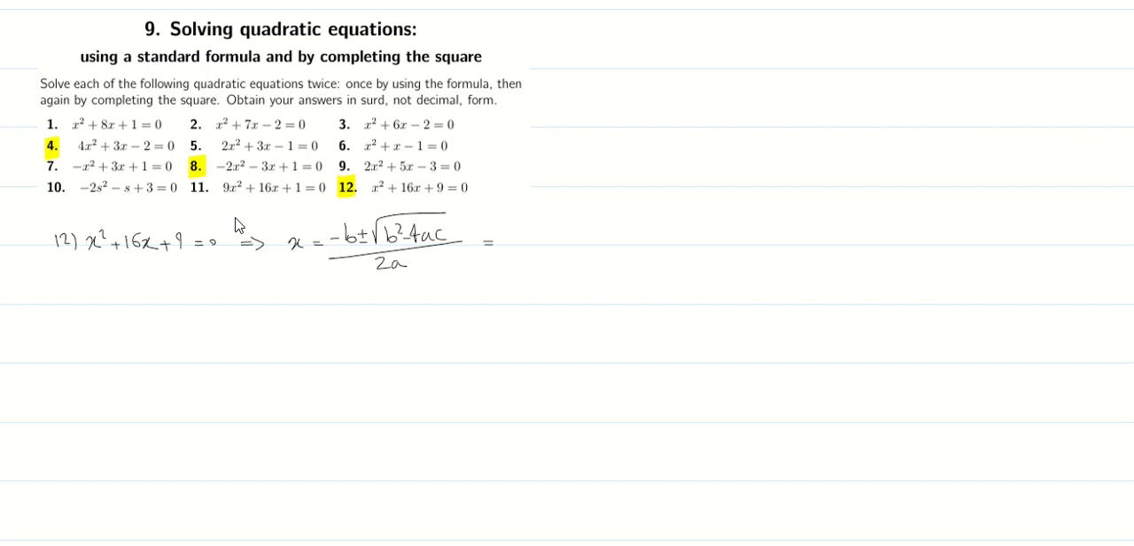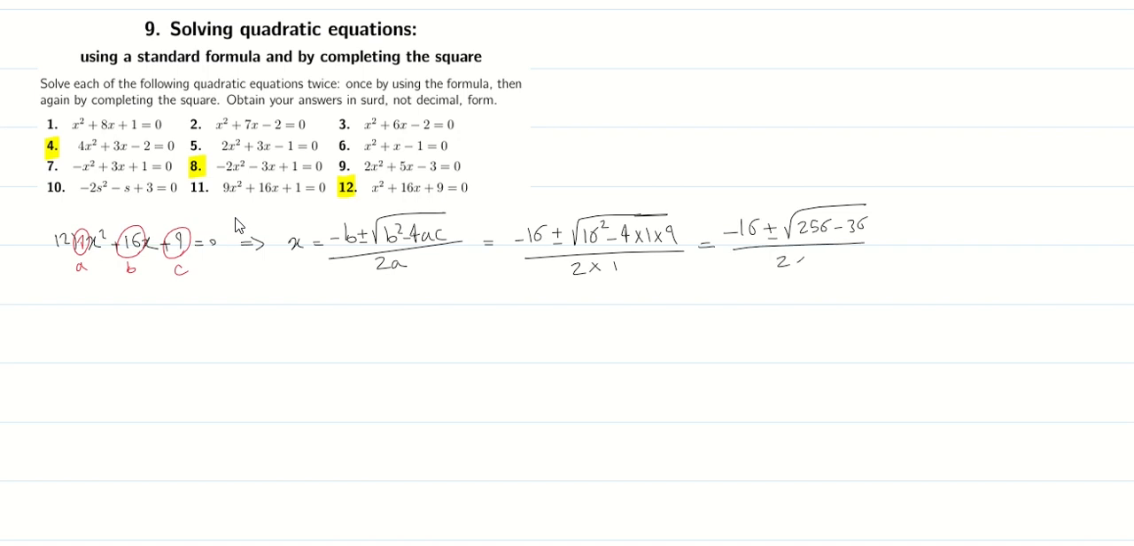Now, based off the equation in here, our a value would be 1, our b value would be plus 16, and our c value is 9. Now, let's just substitute these values in this formula. So we have negative 16 plus minus the square root of b squared, which is 16 squared, minus 4 times 1 times 9, all divided by 2 times 1. So we have negative 16 on the top plus minus the square root of 256 minus 36 divided by 2 times 1.